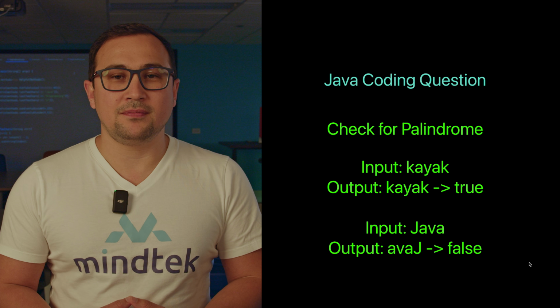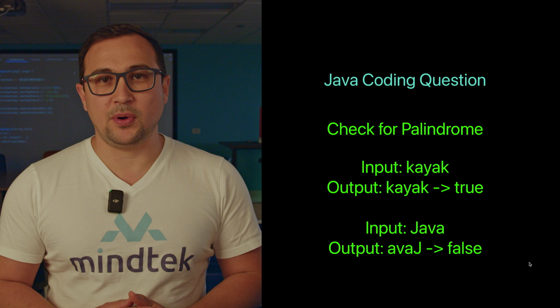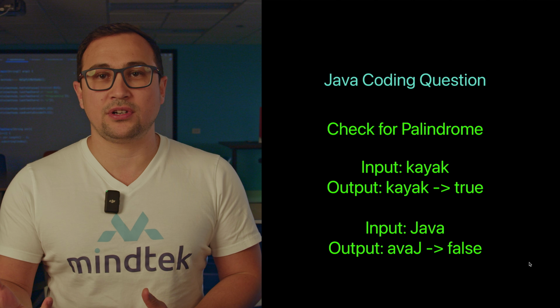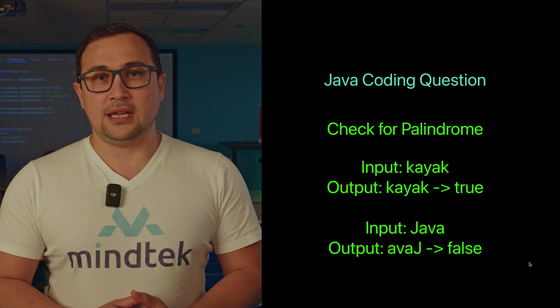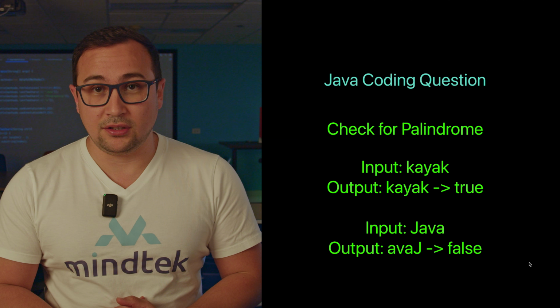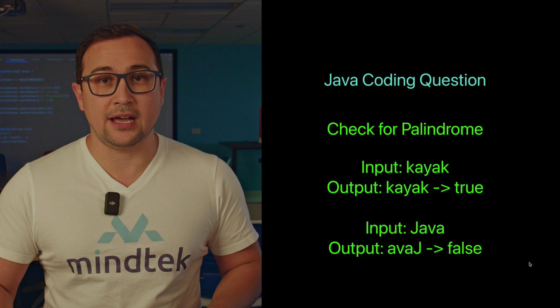Check for palindrome in Java. So let's say we have a word kayak, and when we reverse it back, we will have the same word, which is kayak, and those words are named a palindrome. If this word doesn't match with the reversed word, that means it's not a palindrome. So we will write a code that will check if the word is a palindrome or not.